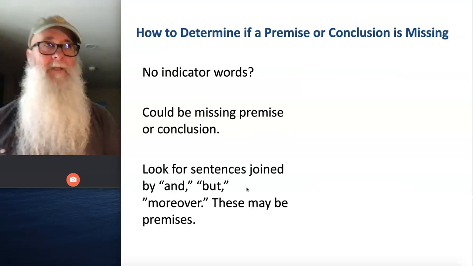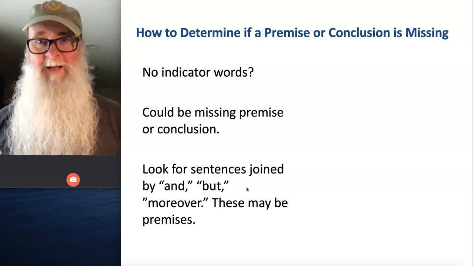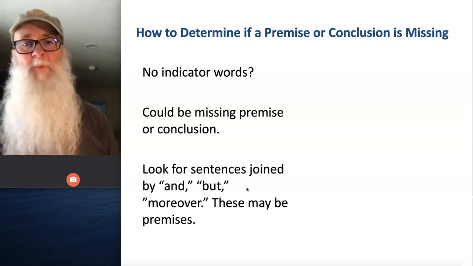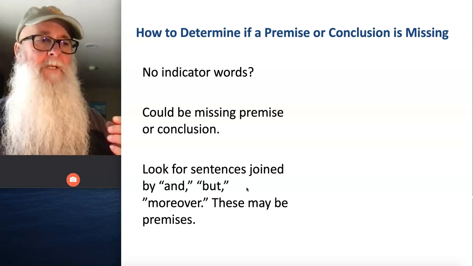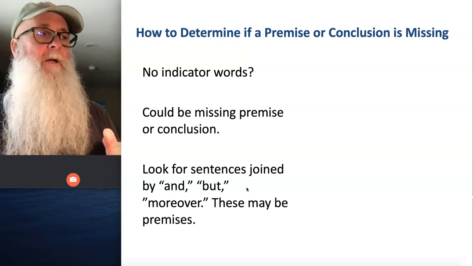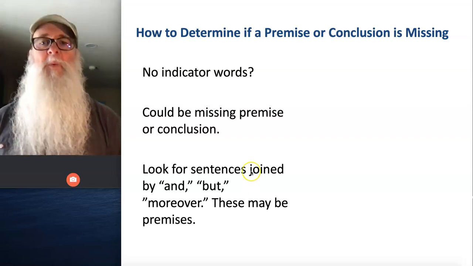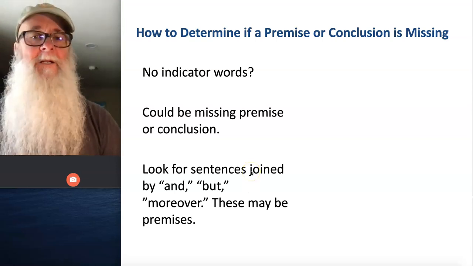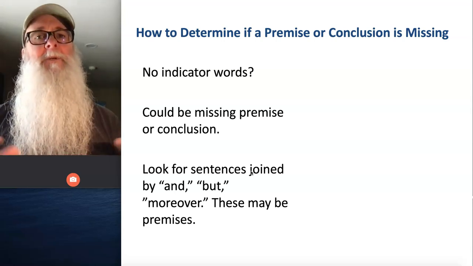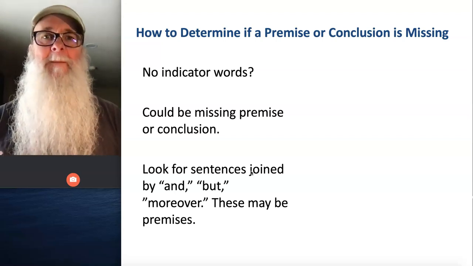So to flesh out enthymemes, we want to look really closely for indicator words, because indicator words indicate a missing premise. What happens when you don't have any indicator words? Well, then life becomes a little bit more tricky. Okay, so we could have a missing premise, we could have a missing conclusion. One of the things we want to look for is if the sentences that are being offered to us are joined together with conjunctions of some kind. Words like and, but, moreover, however, furthermore, right? When sentences are joined by those kinds of words, those sentences are performing the same function.